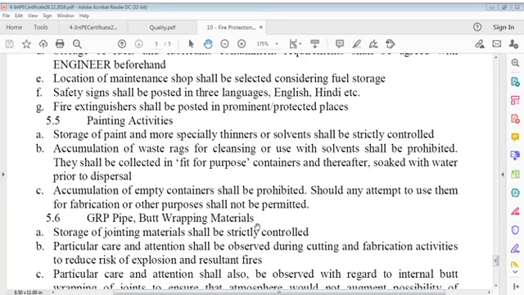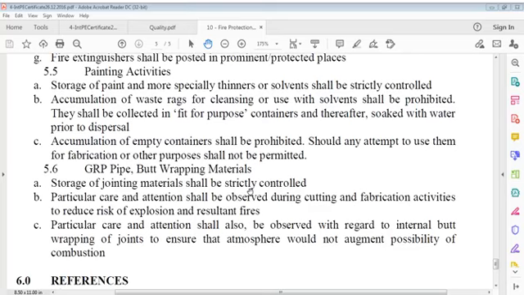Now painting. Painting activities, storage of paint and more especially thinners or solvents shall be strictly controlled.